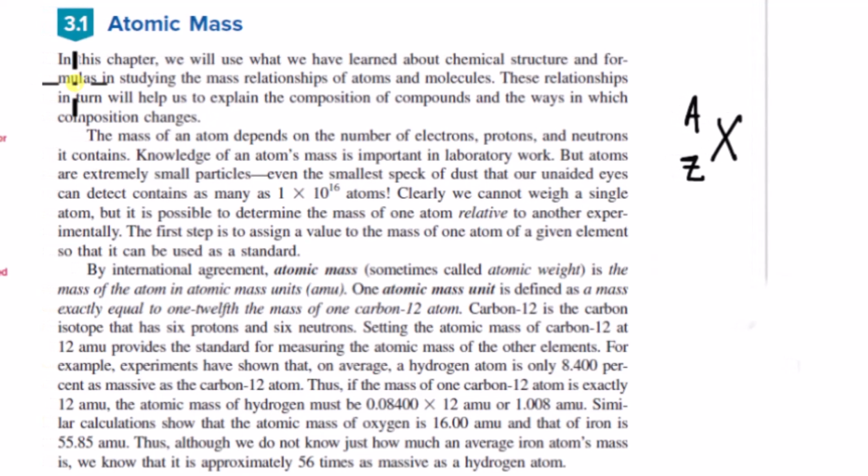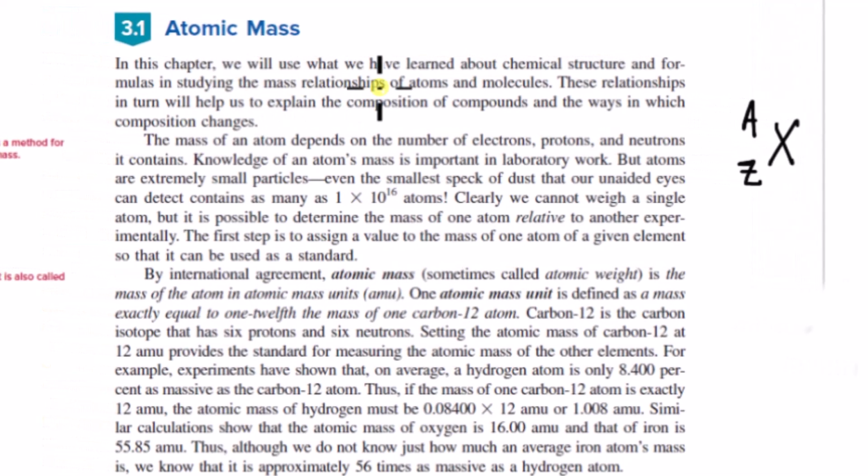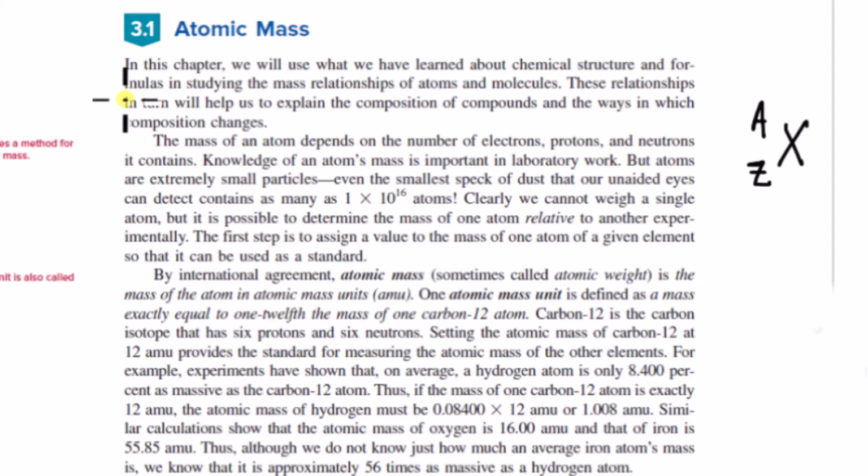Okay. In this chapter, we will use what we have learned about chemical structure and formulas in studying the mass relationships of atoms and molecules. These relationships, in turn, will help us to explain the composition of compounds and the ways in which composition changes. The mass of an atom depends on the number of electrons, protons, and neutrons it contains. From a precise standpoint, it's the sum total of all the electrons, protons, and neutrons.